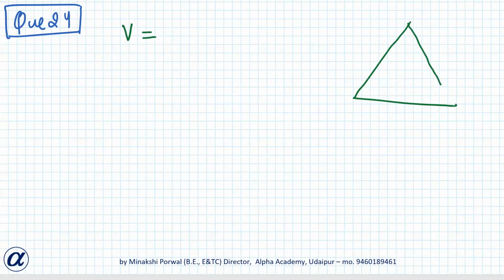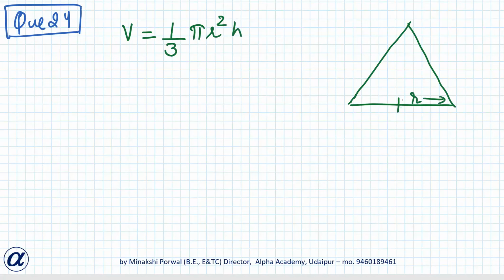Anybody? Volume of cone? 1/3 pi r square h. Yes, 1/3 pi r square h, where r is radius, h is the height, and L is slant height.